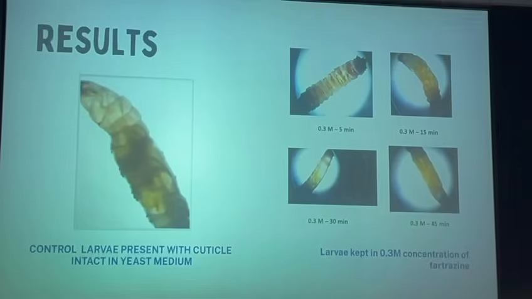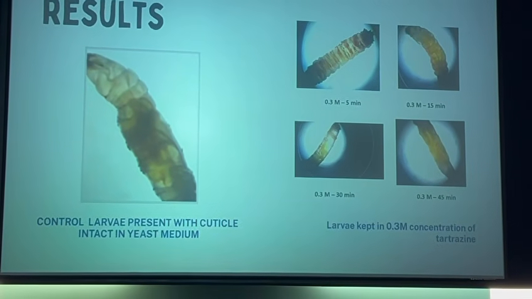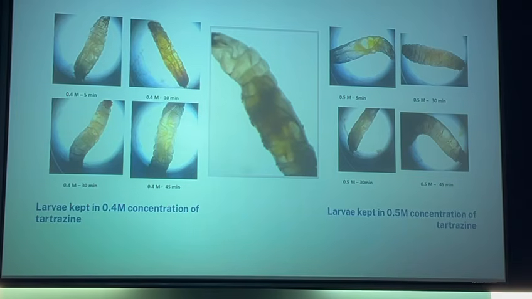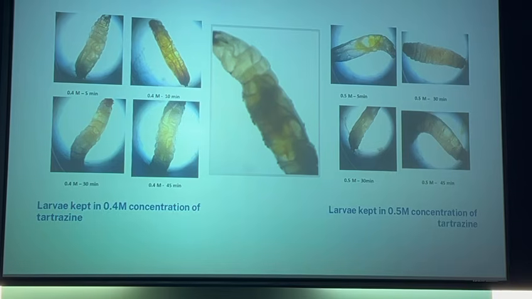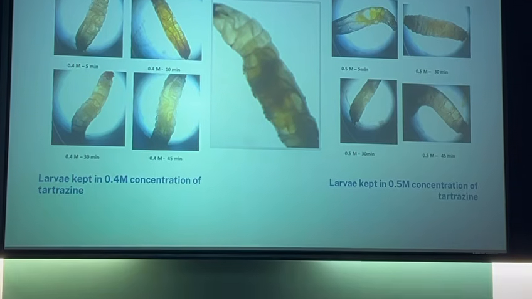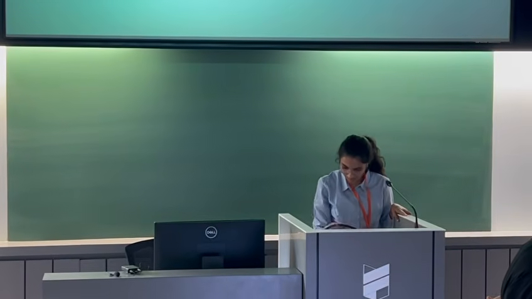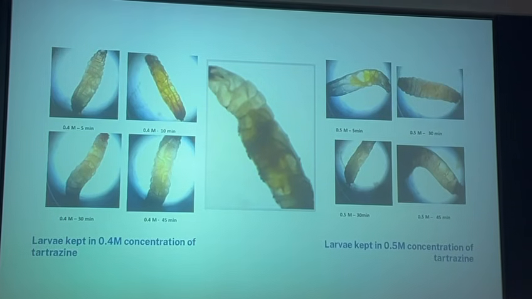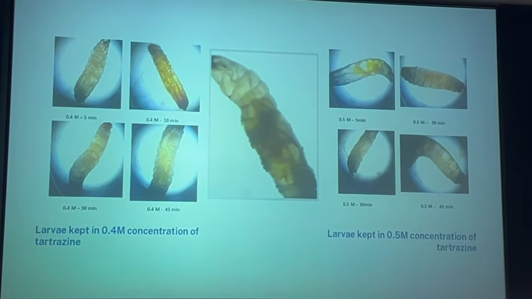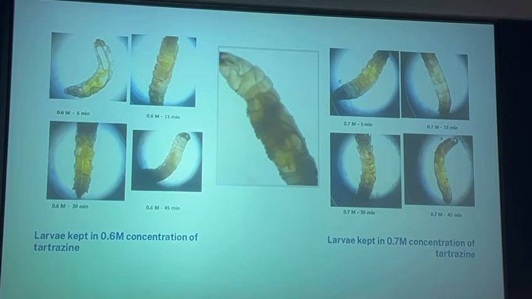So that is the control. As you can see over here, 0.3 molar at 30 minutes had a good result. Then 0.4, one second, I'll just confirm this. Yeah. 0.3 at 30 minutes, 0.4 at 45 minutes, 0.5 at 5 minutes, 0.6 at 5 minutes and 0.7 at 15 minutes seem to have the most translucency.